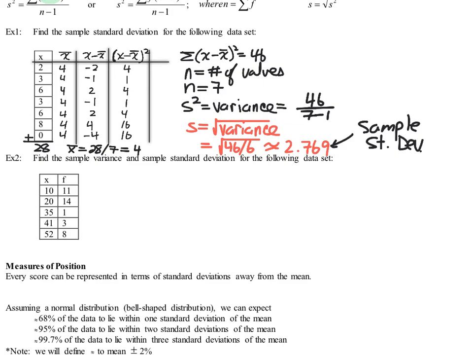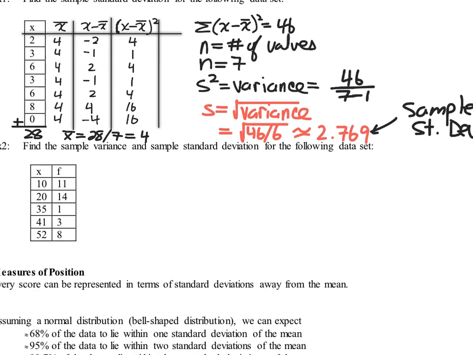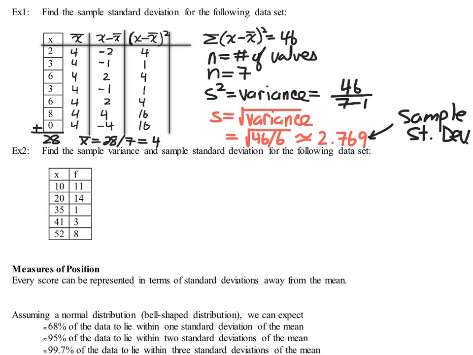So instead of taking you through, and this is the last thing we'll do for tonight, and then you'll be off the hook. Find the sample variance and sample standard deviation for the following data set. So stat, edit, wipe out the data that you have here, clean slate protocol. Movie reference, anyone? Which one? Very good. Very good.